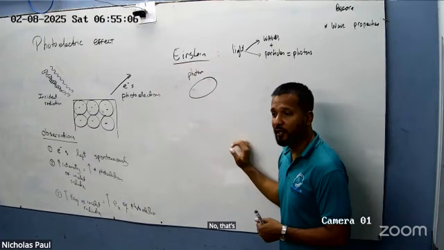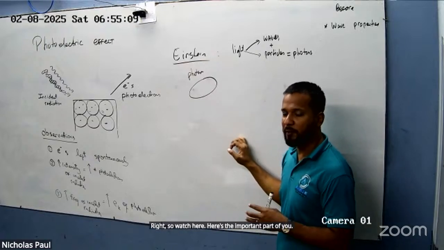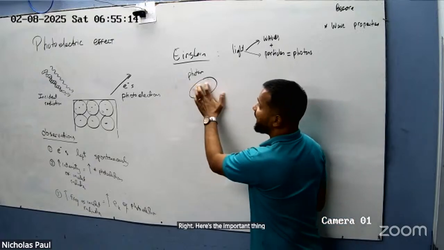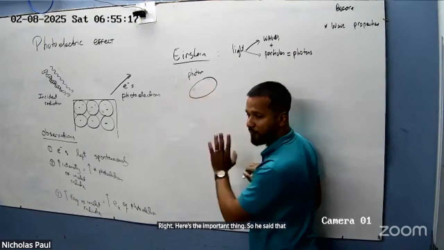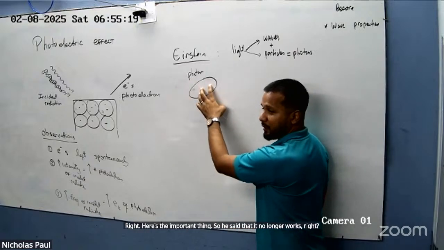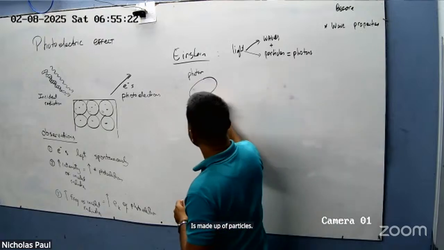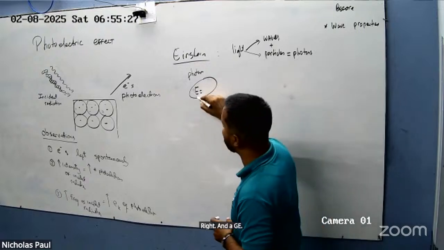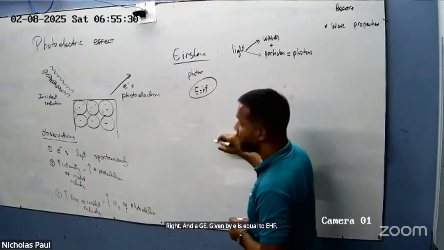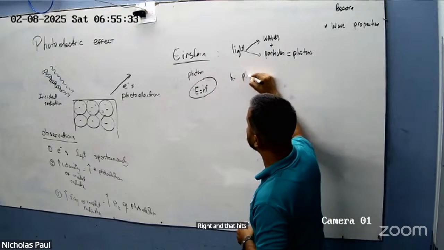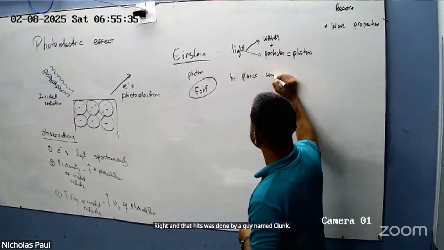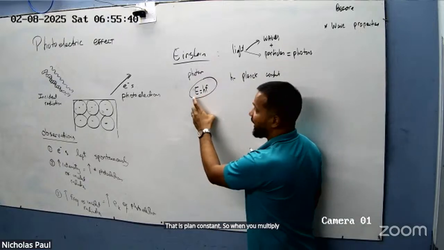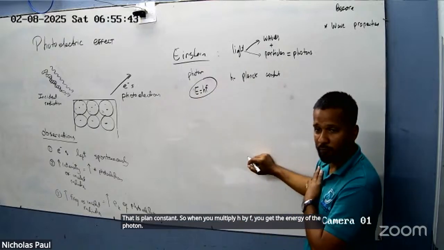Watch here. Here's the important part. He said that it's no longer waves, it's made up of particles, and each particle had an energy E given by E is equal to hf. That h is the Planck constant, from work done by a guy named Planck. So when you multiply h by f, you get the energy of the photon. Everybody okay with that?